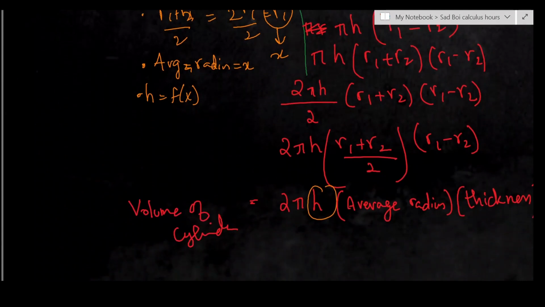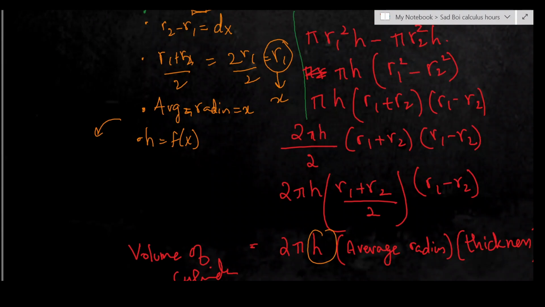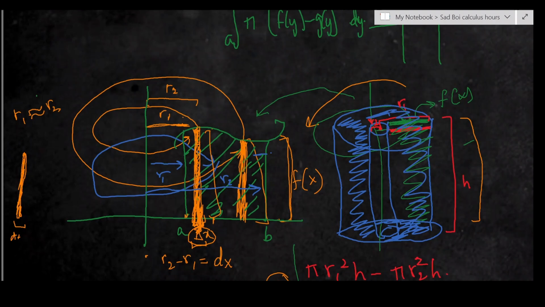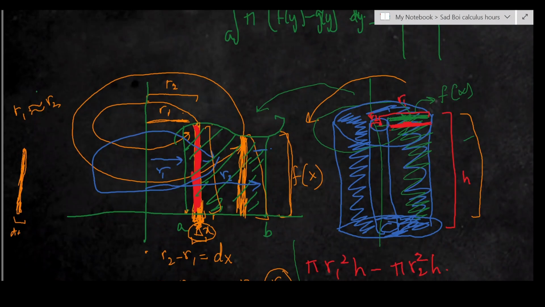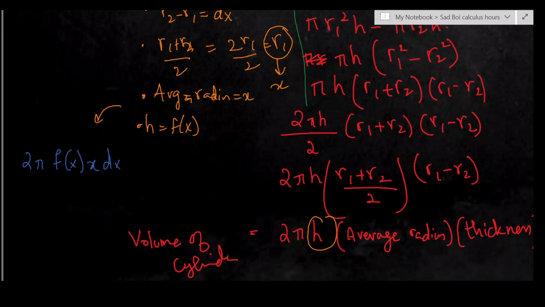Of each particular segment. So now we substitute these values into our volume formula. The volume of one particular segment being revolved around the x-axis is going to be 2 pi, replacing h with f of x, replacing average radius with x, and replacing the thickness with dx. So this is going to be the volume of one particular segment at any point x.